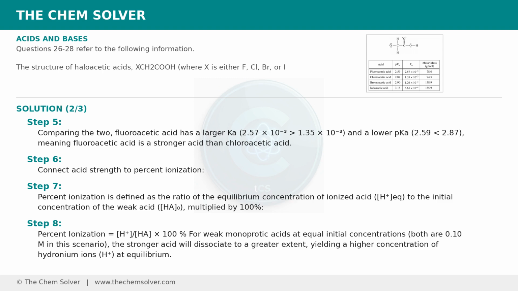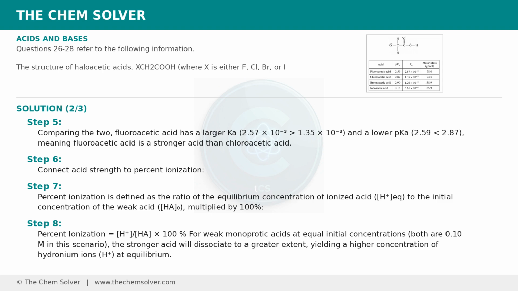Connect acid strength to percent ionization. Percent ionization is defined as the ratio of the equilibrium concentration of ionized acid, H+ at equilibrium, to the initial concentration of the weak acid, HA initial, multiplied by 100%. Percent ionization equals H+ over HA times 100% for weak monoprotic acids at equal initial concentrations. Both are 0.10 molar in this scenario.